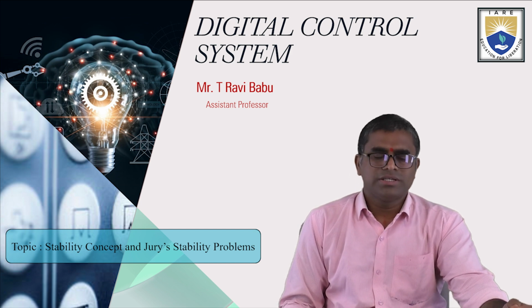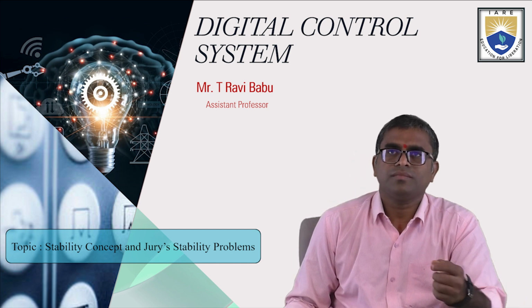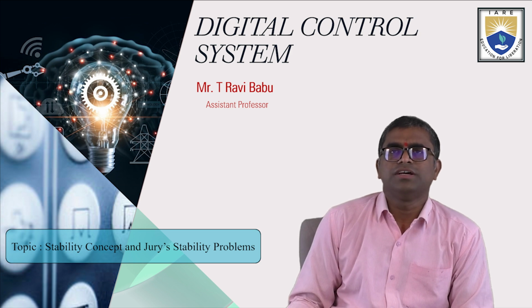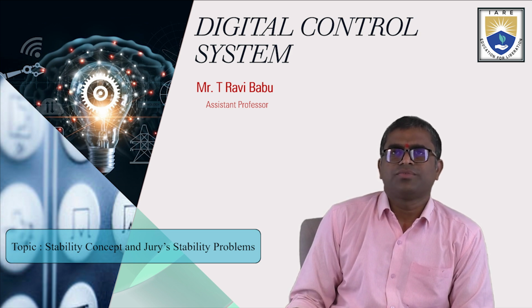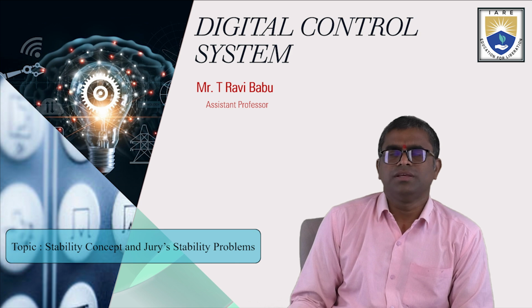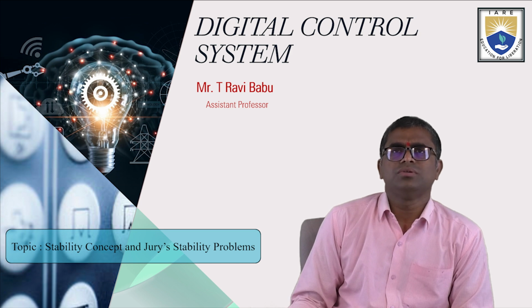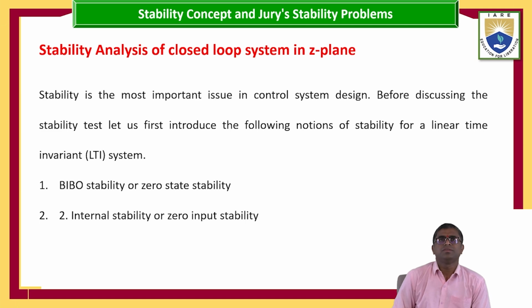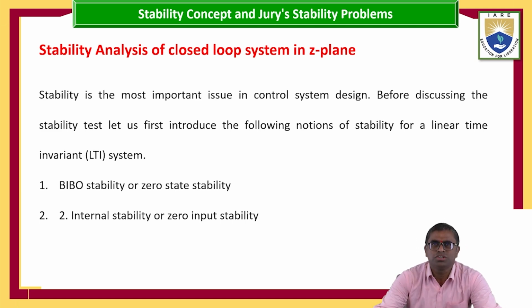We are going to see the stability analysis, where in the last classes we saw the stability concepts and some of the tests, that is Jury stability and RH criteria stability. Now again I am going to analyze the stability concept. Stability is the most important thing used in control system design. Before discussing the stability test, we first introduce the following notions of stability for linear time invariant systems.